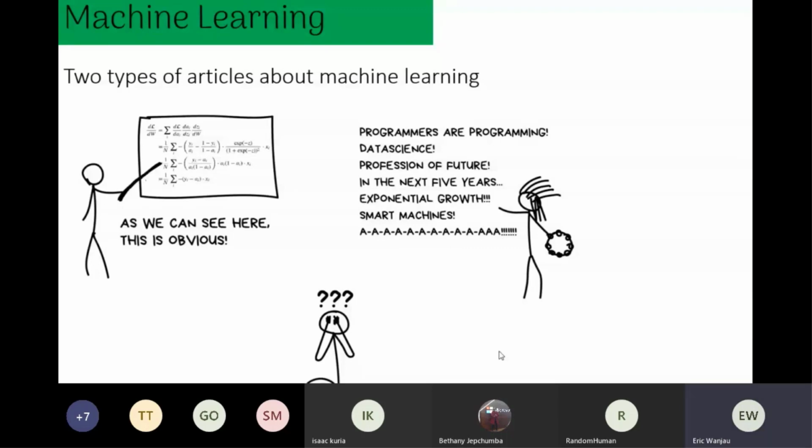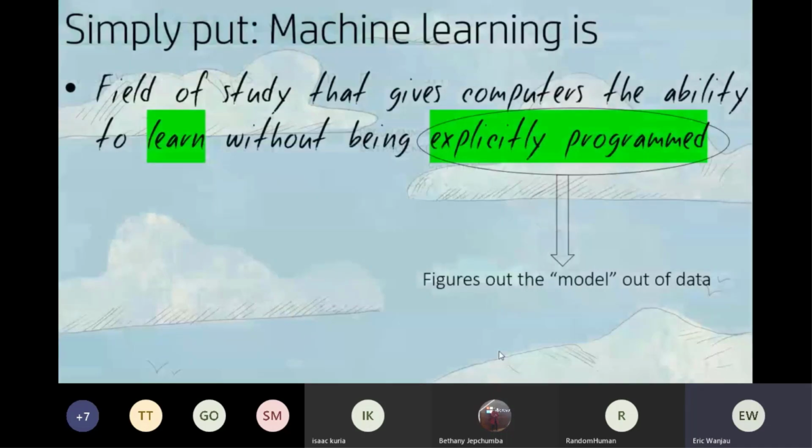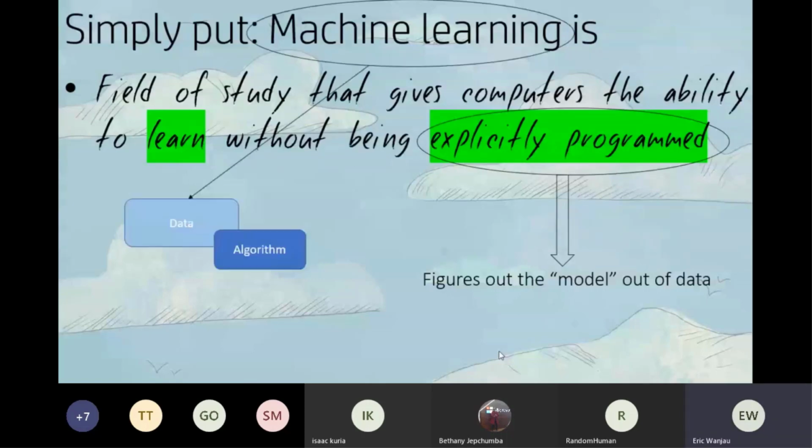So machine learning, simply put, is a field of study that gives computers the ability to learn without being explicitly programmed. The terms learning and explicitly programmed narrow down to one simple thing: the machine figures out the model out of the data. You just have to give it data and an algorithm, which is a method used to process data to extract patterns, and it figures out the relationship between the different variables you're trying to predict on its own, and gives you a model.